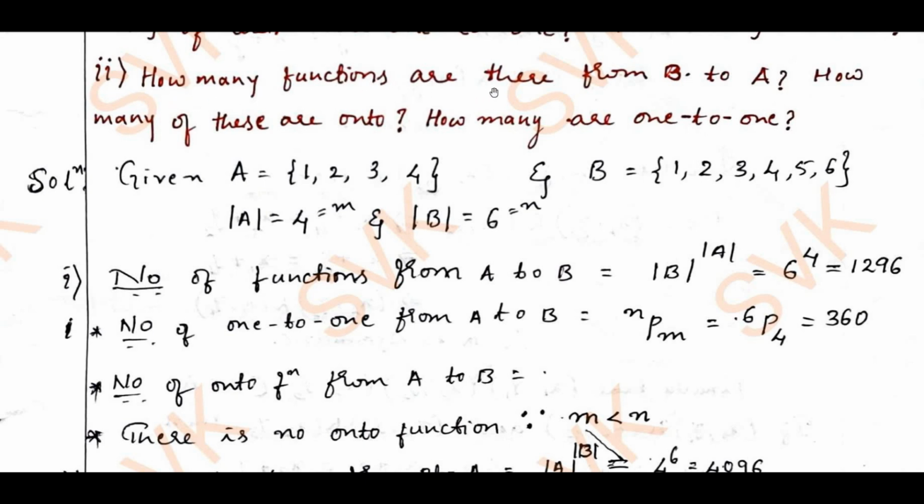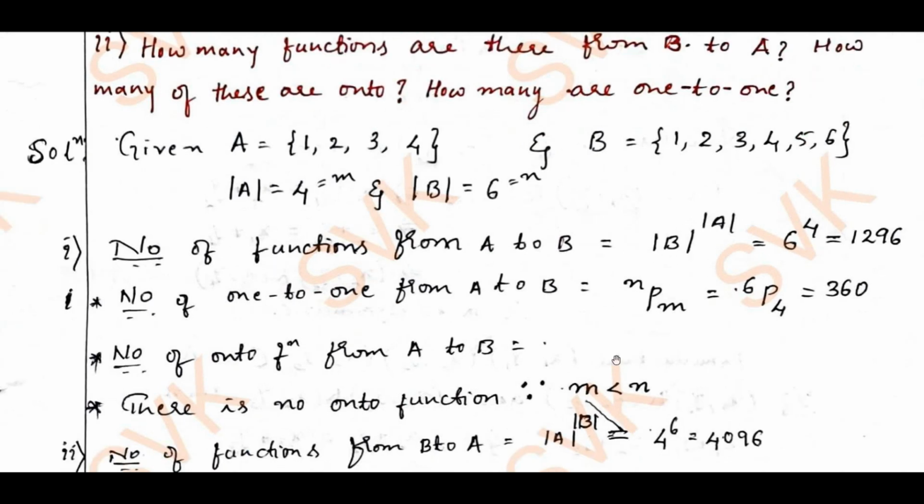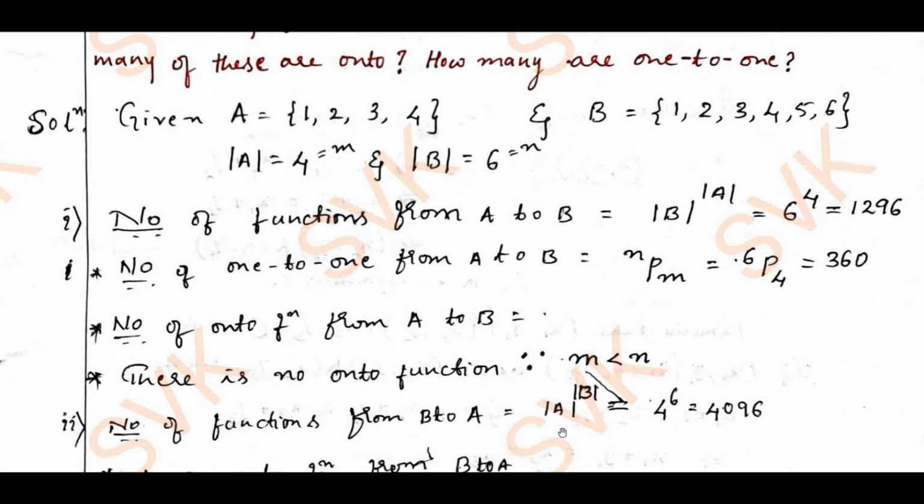How many functions are there from B to A? As you came to know the formula for A to B is cardinality of B to the power cardinality of A, now you can only guess. So from B to A will be what? Revert this: cardinality of A to the power cardinality of B. That is what I have found out. I have just applied the formula, cardinality of A to the power cardinality of B.